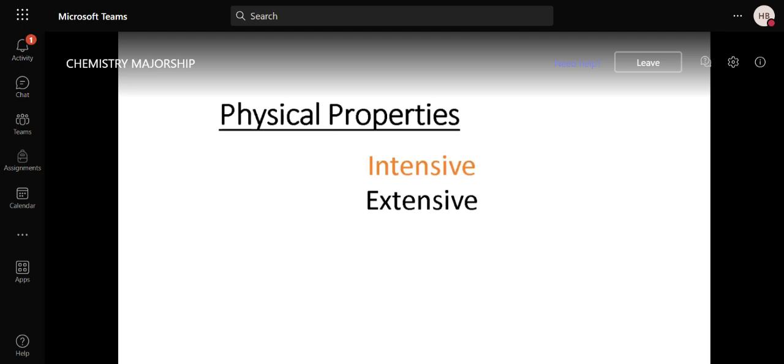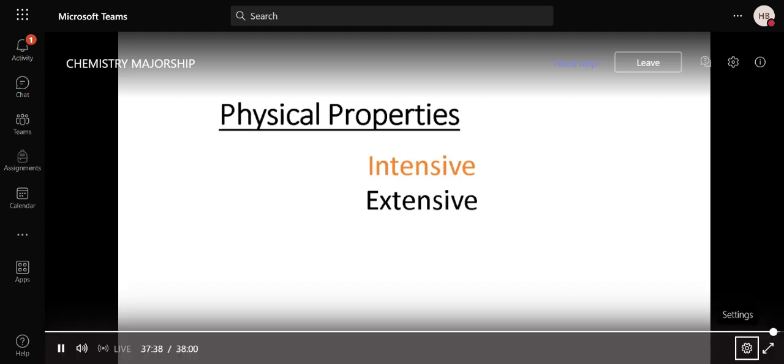It is not affected by the mass of the substance. Ibig sabihin, kahit na konti lang ng material or marami ang kinuha mo para i-test in terms of this property, pareho lang din ang result. Ang tawag dyan, intensive. Ulitin ko. Intensive property is a physical property which does not change with mass.